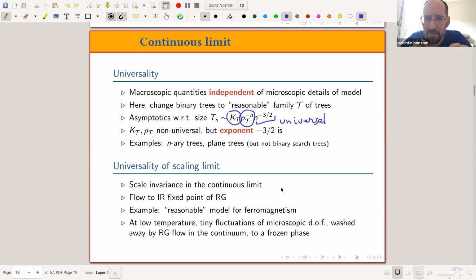Like in the Ising model, you're going to have spins which move a little bit, but not too much because it's low temperature. And then when you go to large scale, what you see is mostly frozen regions. So all those tiny fluctuations are washed away by the renormalization group flow in the continuum. And so what you end up with is a frozen phase at just like T0 temperature, okay? So this is the effect of the renormalization group flow. And we'll see, it sort of explains the universality of the scaling limit.